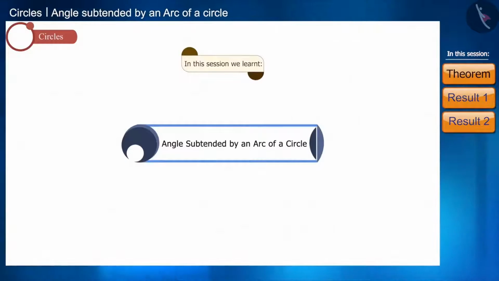Today we discussed the angle subtended by an arc of a circle and theorems related to it.